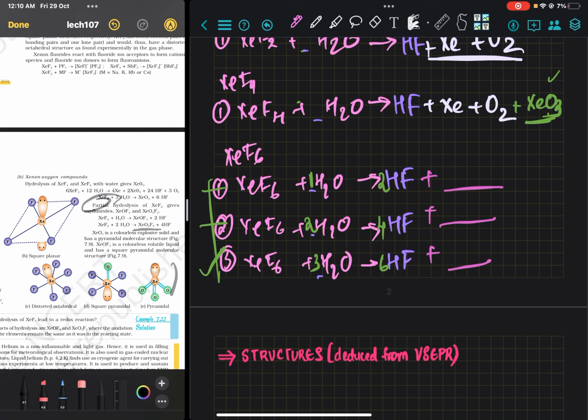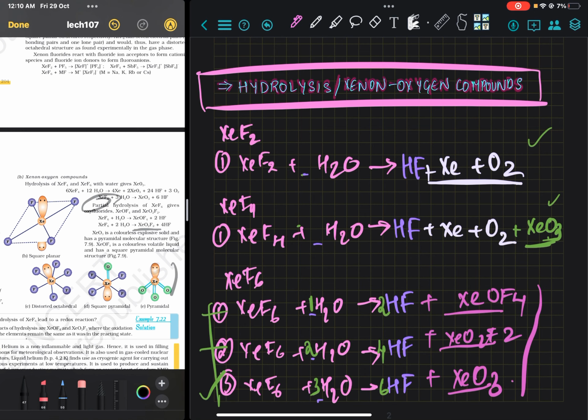So when you balance out, here you get XeOF4. That's what you get here. Here you get XeO2F2, and here you get XeO3. So it's very simple. You don't even have to remember. You can just find it out on the spot. So those were the hydrolysis reactions.